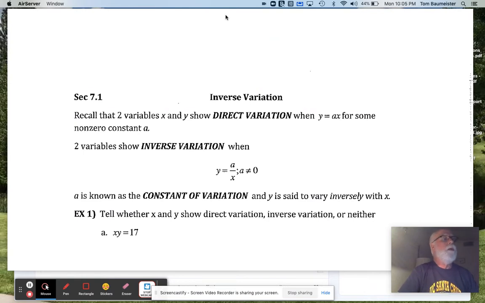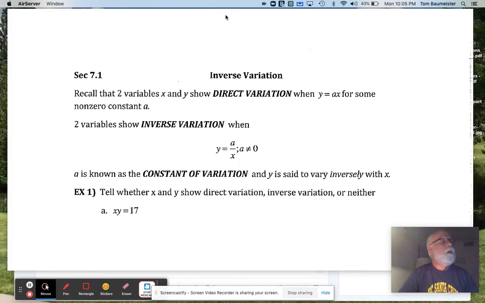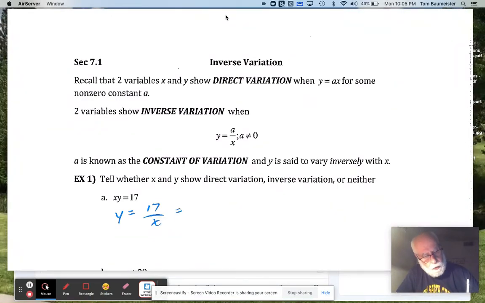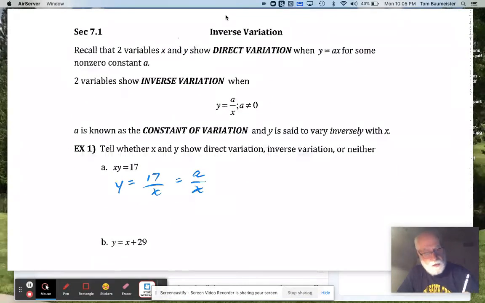So example 1: tell whether x and y show direct variation, inverse variation, or neither. We have x times y is equal to 17. So if we can get y by itself, we'll get that y is equal to 17 divided by x. So that looks like our a is 17 over x. So that one will show us that it is inverse variation.